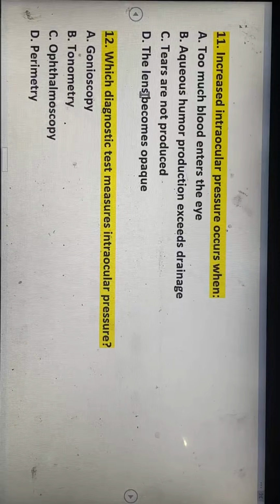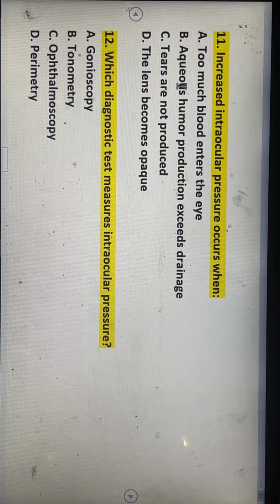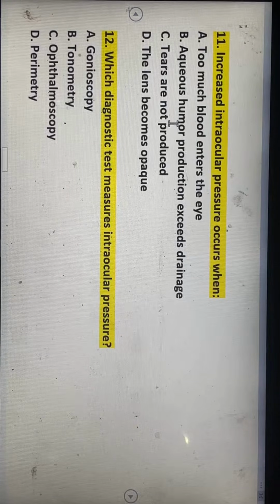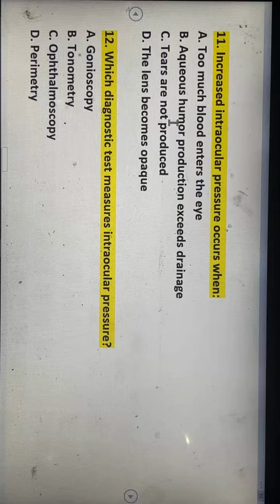If you choose D, you are wrong. If you choose C, you are wrong. If you choose B, you are correct. So increased intraocular pressure occurs when there is excessive production of the aqueous humor, or when the production of the aqueous humor exceeds the drainage. There will be increased intraocular pressure. Don't forget, in this quiz, one of the questions is the normal range. Don't forget the normal range.